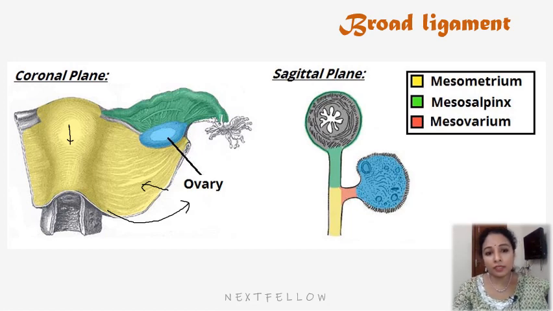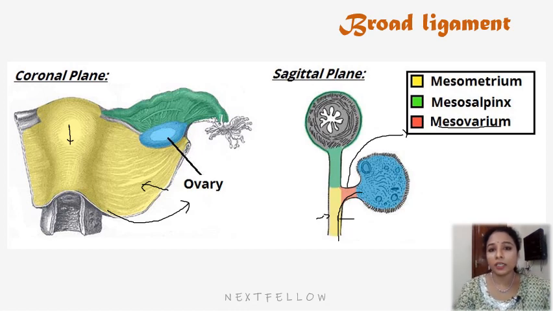If you see this broad ligament, it has an anterior layer and a posterior layer. The main function of the broad ligament is to hold the uterus in position. It does not contain the ovary, but it is attached to the ovary by the meso-ovarium. You can see the posterior wall of the broad ligament continues as the meso-ovarium. This is the meso-ovarium, where the blue colored structure is the ovary, cut section of the ovary. The first image is the coronal plane, anterior view, and this is the sagittal plane.